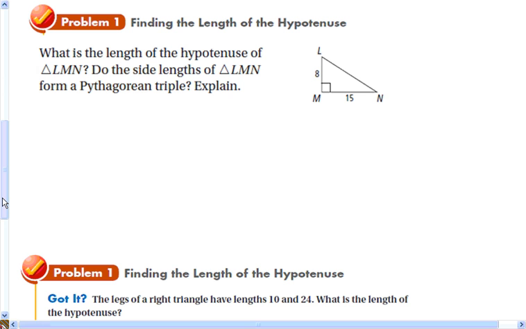So what is the length of the hypotenuse of triangle LMN? Do the side lengths of LMN form a Pythagorean triple? A Pythagorean triple is when you have a squared plus b squared equals c squared, and a, b, and c are all whole numbers.